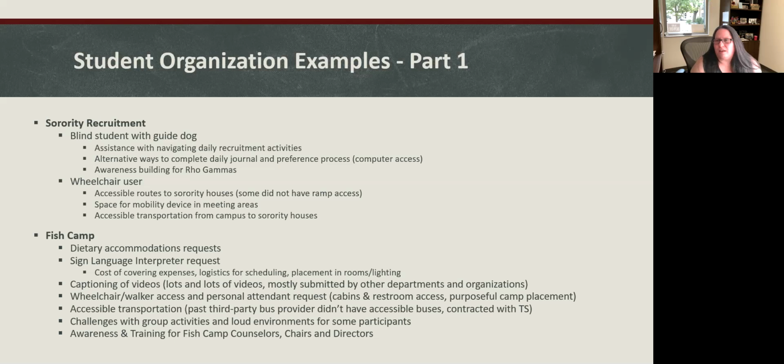So, to expand on that, when we provide access, we want to make sure that it's inclusive access. It's not just putting somebody in a different space that's accessible while everybody else is in one space. You want to make sure that they're as integrated into the activity as possible.